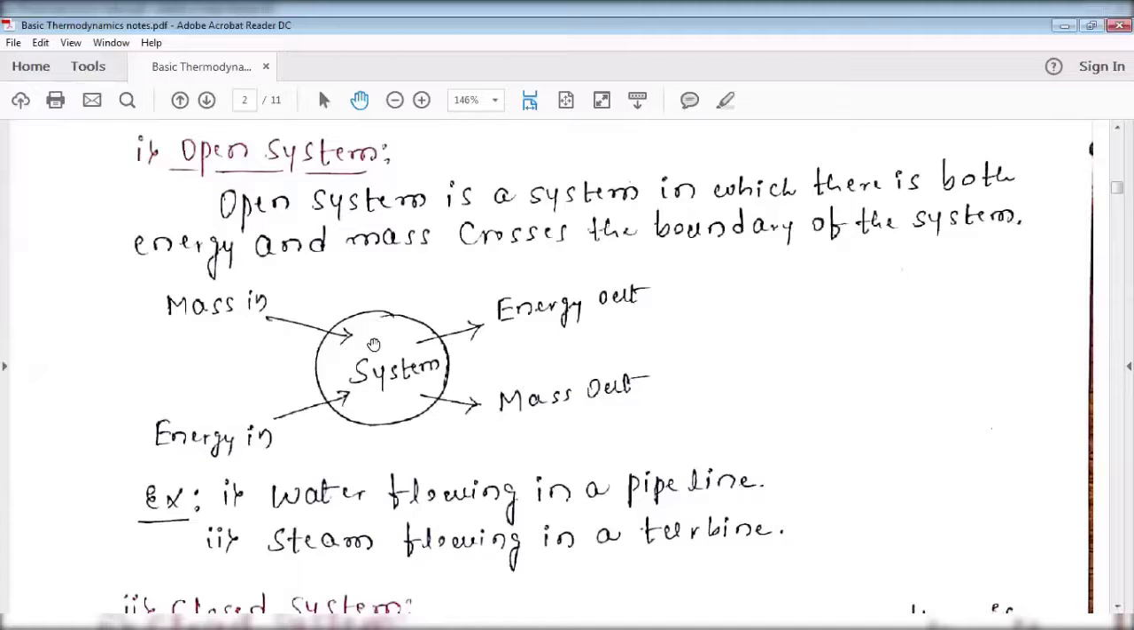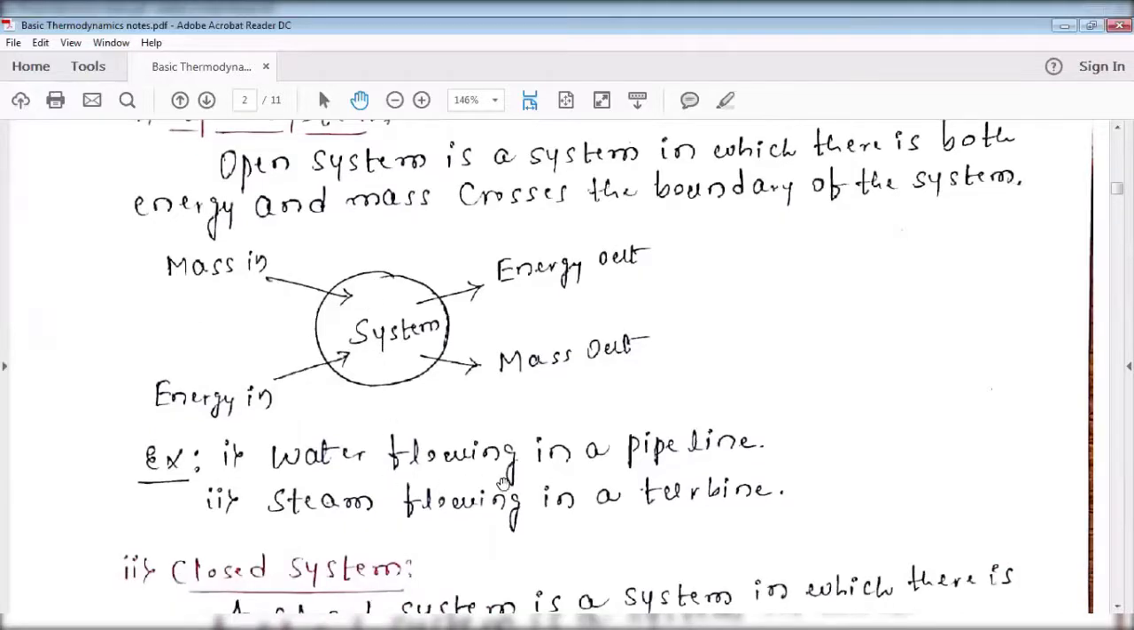The best example for an open system is water flowing in a pipeline. Water flowing in a pipeline, this is the best example for an open system. In this case, if you consider this pipeline as a system, this pipeline is open.